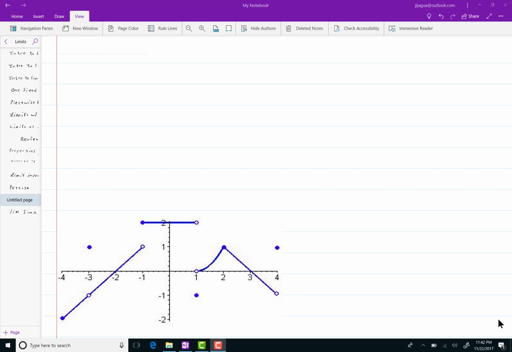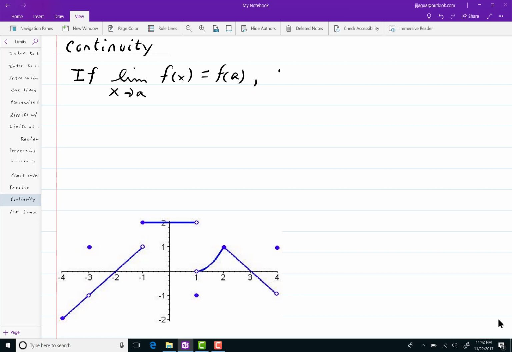Alright, with all of those rules I've proved, we're going to move on to a topic called continuity. And it starts with this. If the limit as x goes to a of f of x equals f of a, then f is continuous at a.